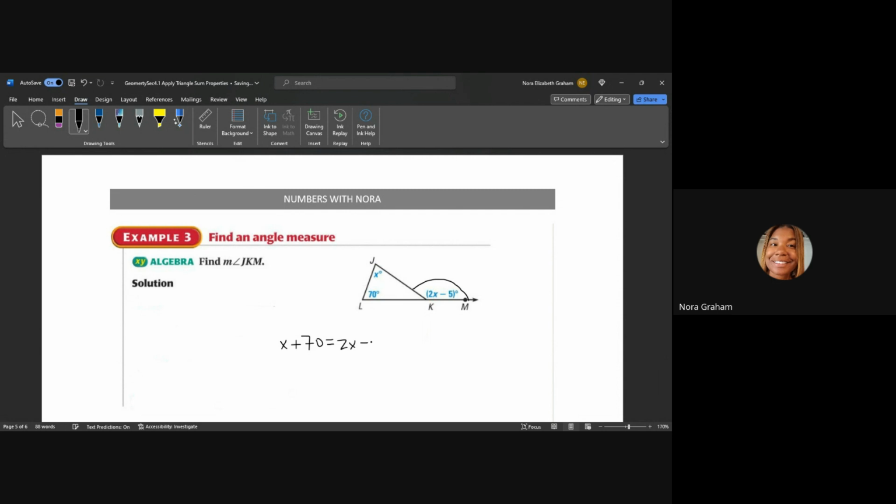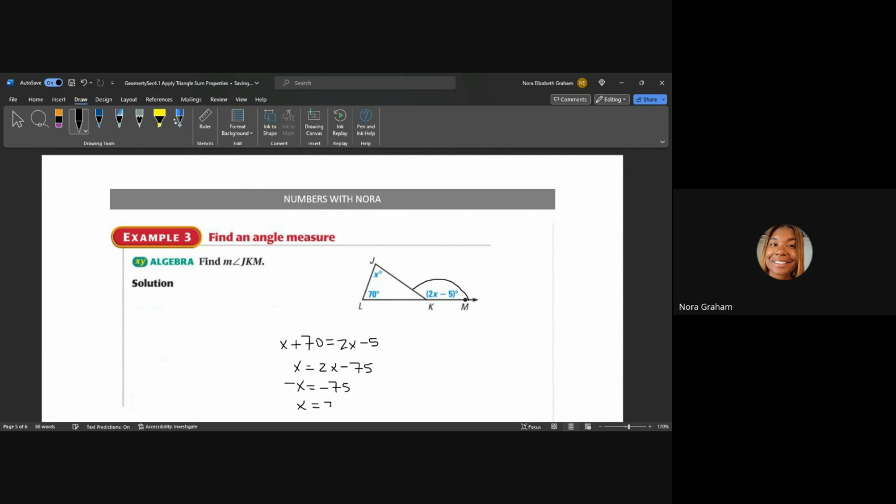minus 5. Now I'm just going to use algebra to solve this through, okay? So let's get all my constants on one side and isolate my X. I'm subtracting 70 from both sides. So when I subtract 70 from both sides, I'll get 2X minus 75. Then I'm going to subtract that 2X from both sides. When I subtract that 2X from both sides, I get negative X equals negative 75. I divide both sides by negative 1. So then my X can be totally isolated. I get X equals 75.